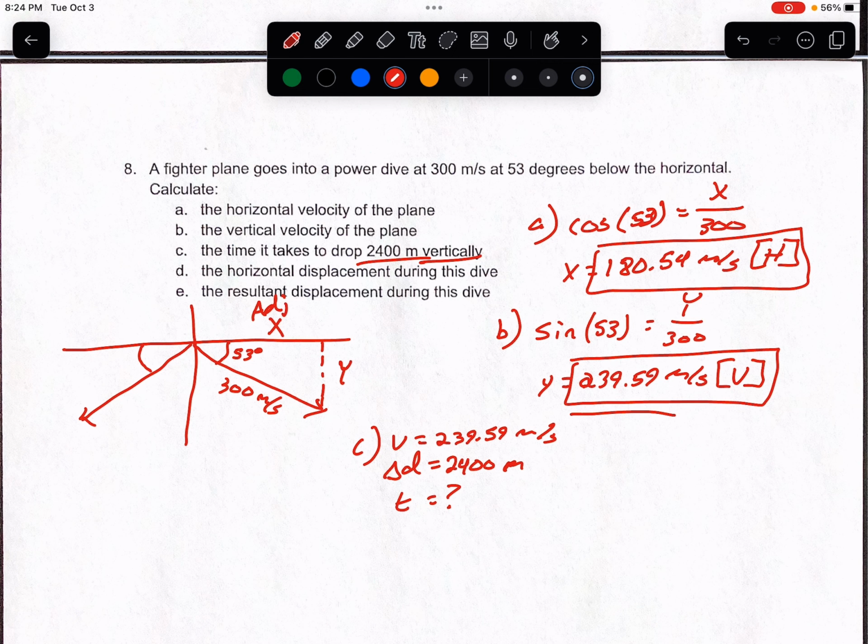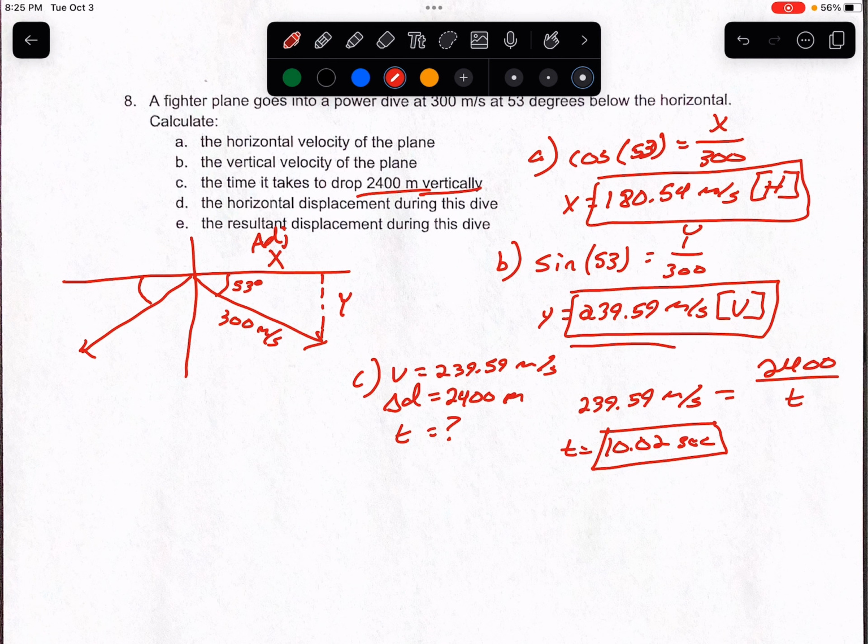Okay, so we're just going to plug in now. 239.59 meters per second equals displacement, which is 2,400 over t. So switch the t and the 239.59, so take 2,400 divided by that velocity, and we're going to get a time of 10.02 seconds.